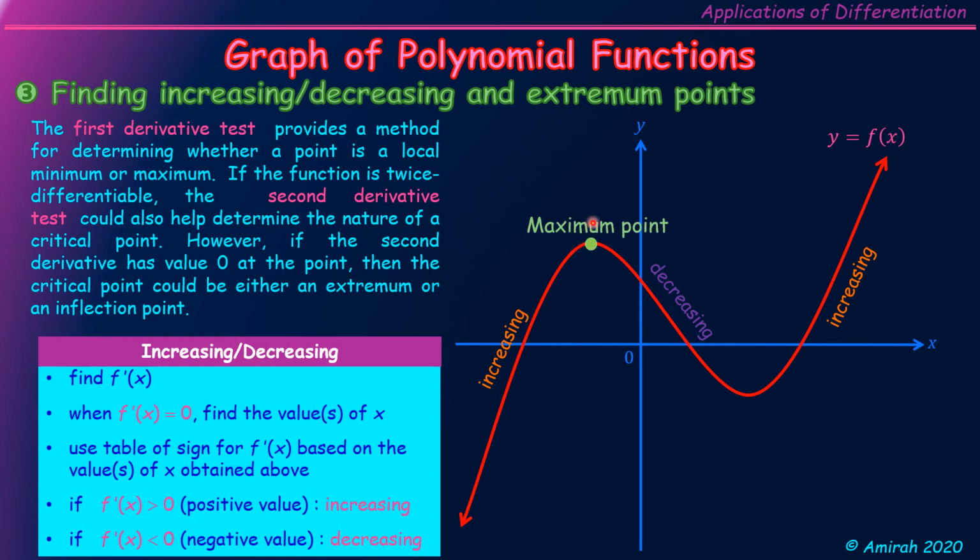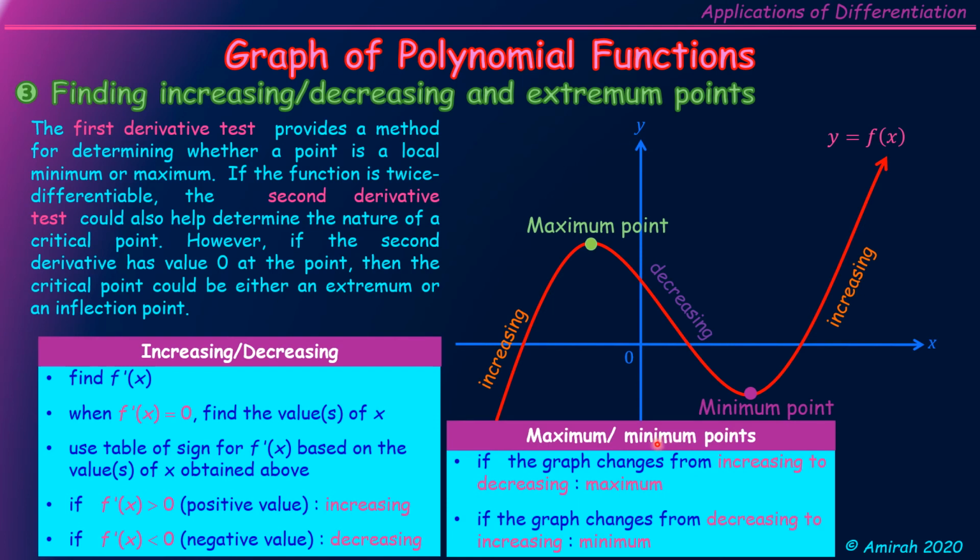Here is a maximum point. And here is a minimum point. To find the maximum or minimum points, if the graph changes from increasing to decreasing, we get maximum point. And if the graph changes from decreasing to increasing, we get minimum point.